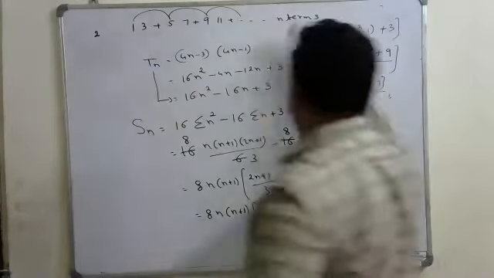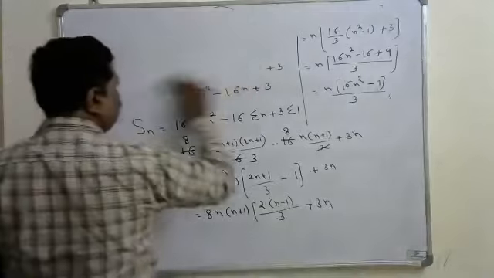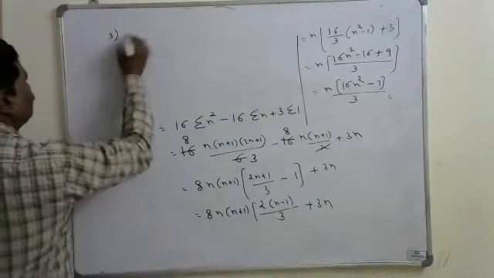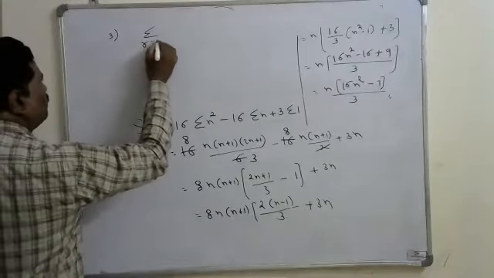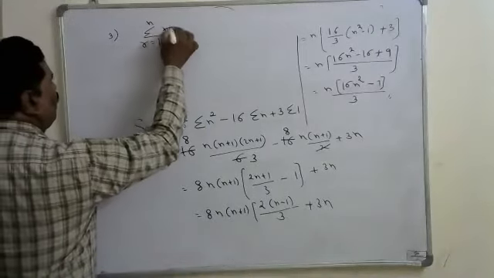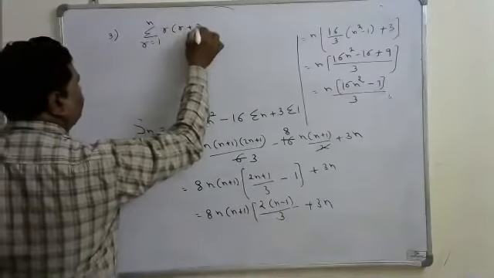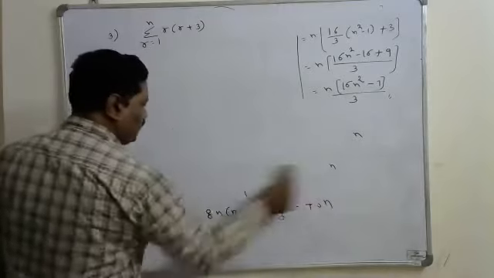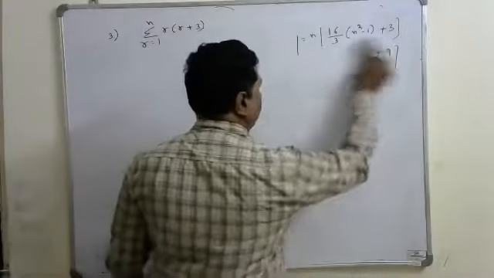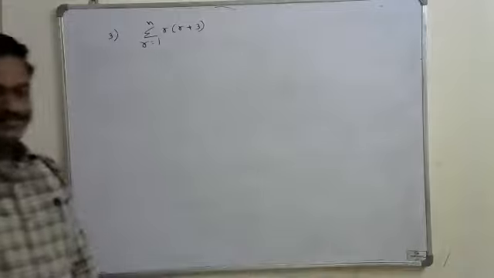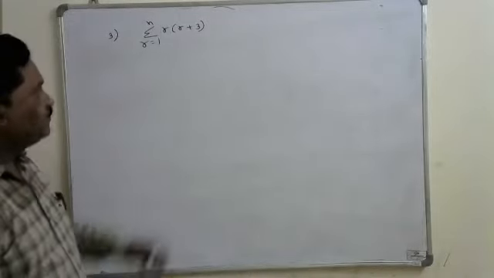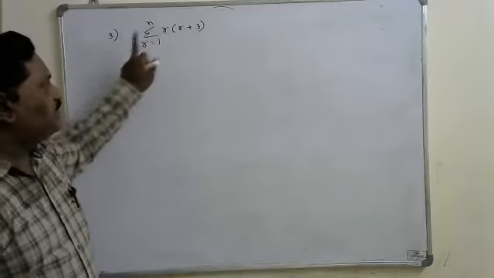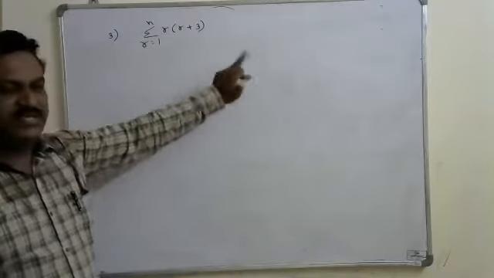Next, observe the next problem. Third problem, that is sigma r is equal to 1 to n, r into r plus 3. So we have to find the sum of this series. Just observe here. Here the nth term is already given, and for that nth term the sigma is already applied. This represents the sum of all the terms of this particular series.